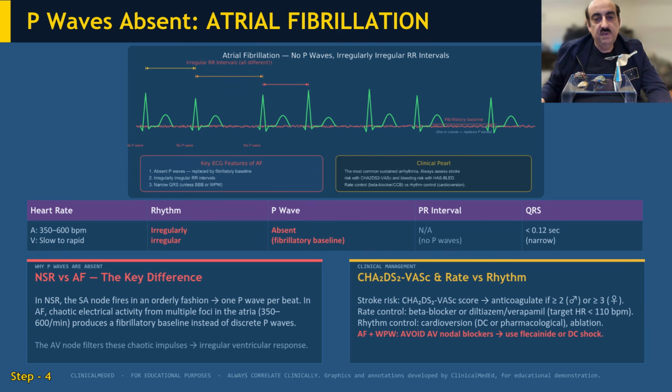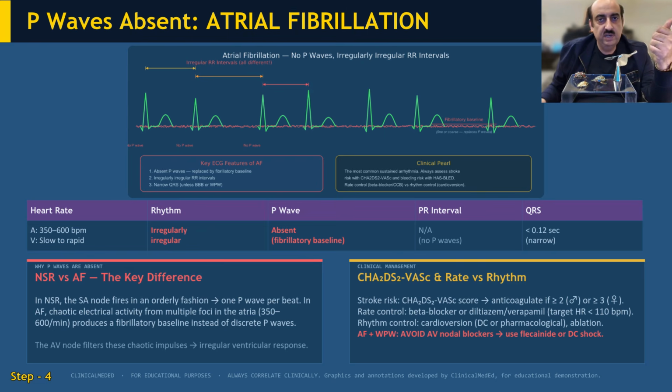So absence of P waves, atrial fibrillation, just a quick recap. Usually the ventricular rate is slow, but the atrial rate can be 350 to 600 as we said before. The AV node itself filters a lot of these chaotic irregular waves, and eventually only some of them are transmitted, which leads to an irregular heartbeat. So that's why the rhythm is irregular.